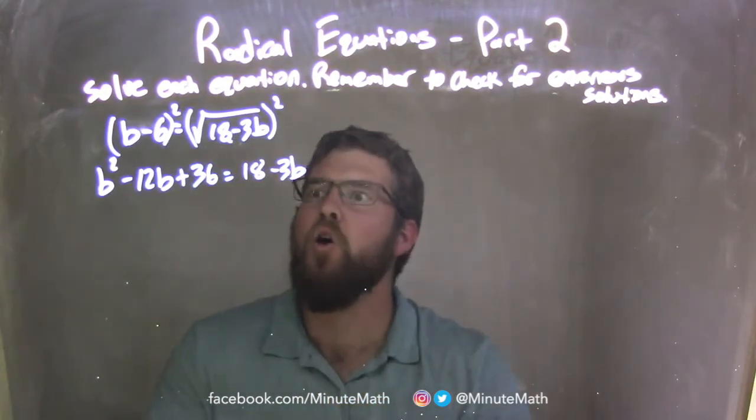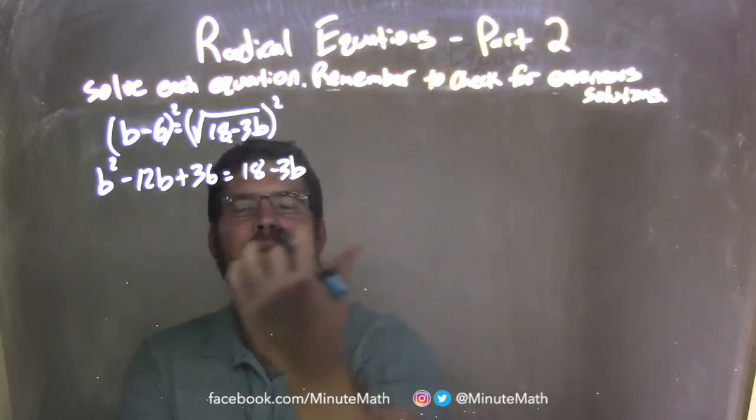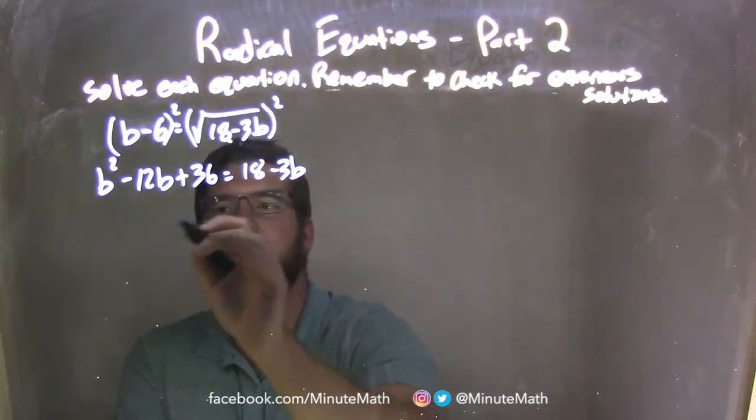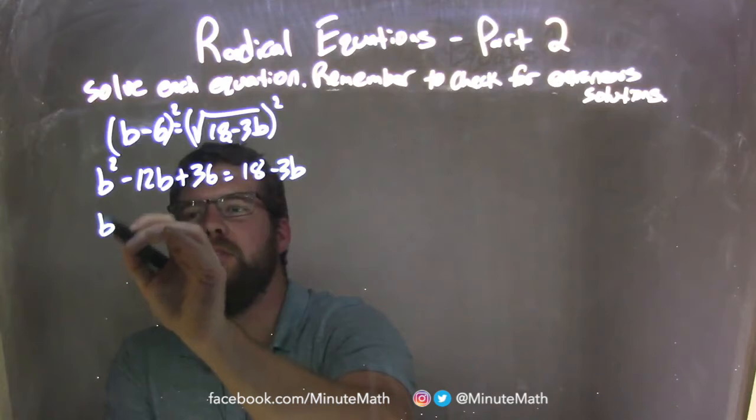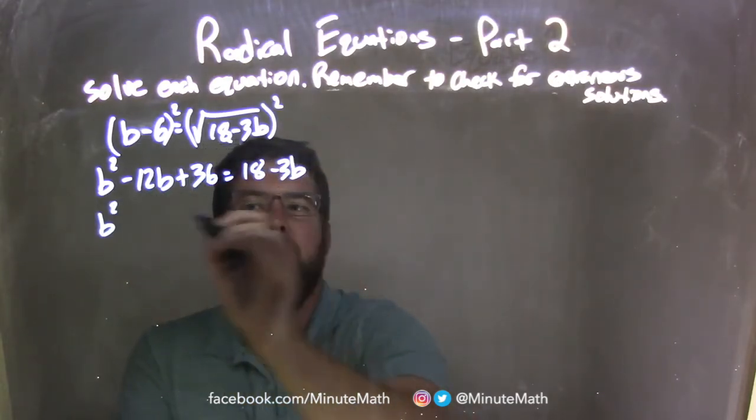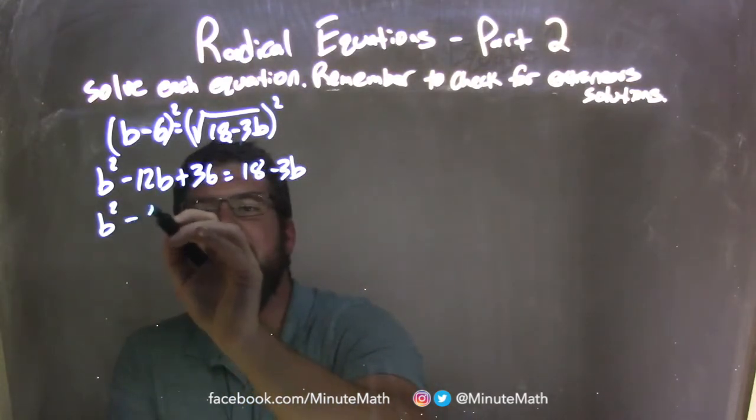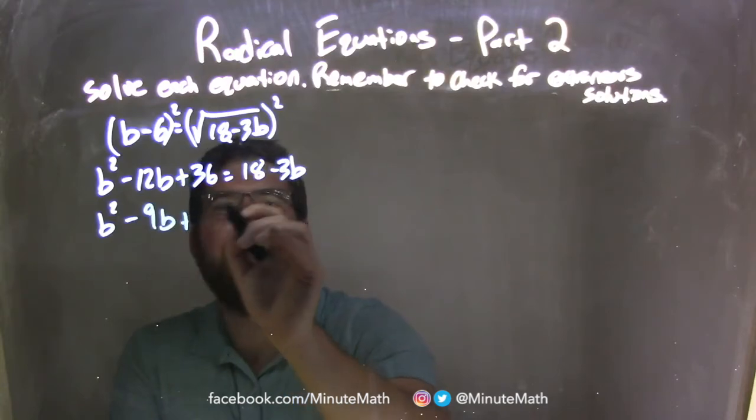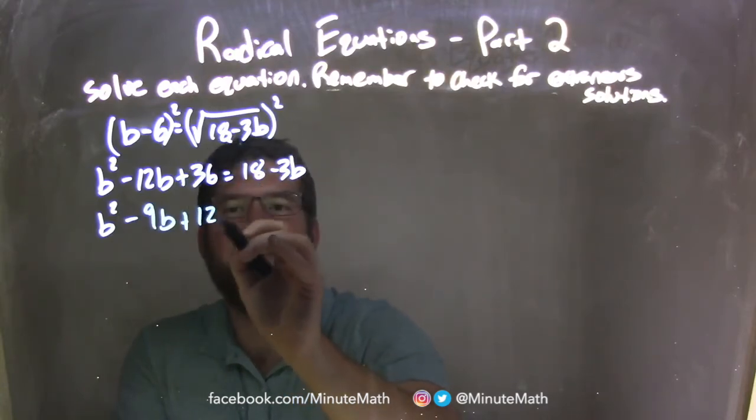From there, let's bring over the 18 and the 3b. So I subtract 18 from 36 and add 3b. So we have b squared. Negative 12b plus 3b when I bring it over is negative 9b. Plus 36 minus 18 is a positive 18.